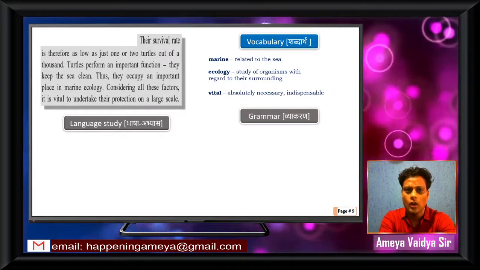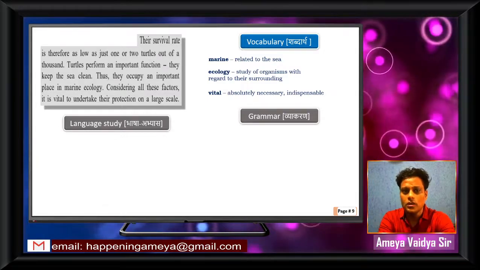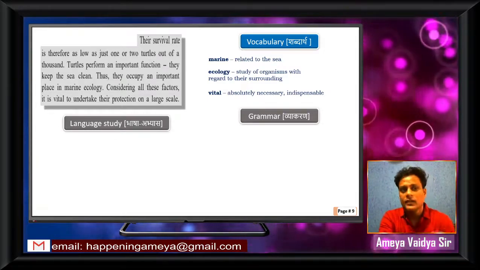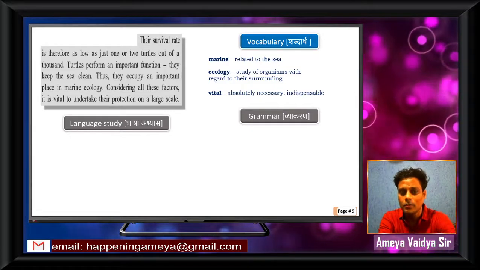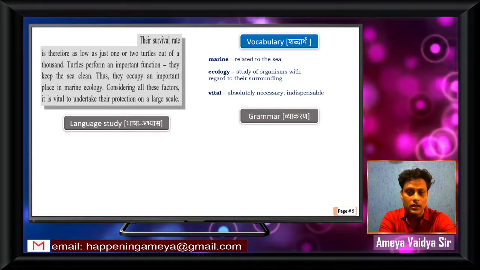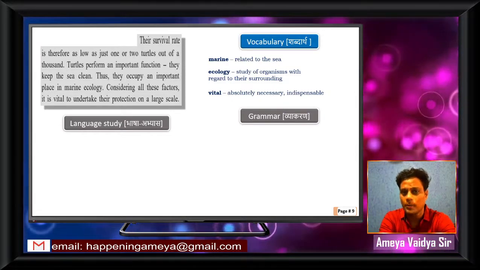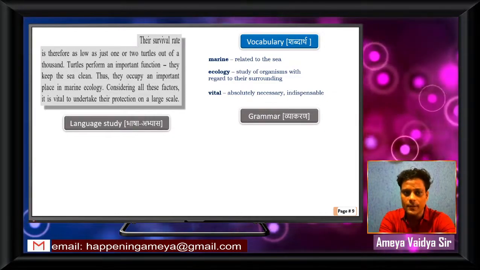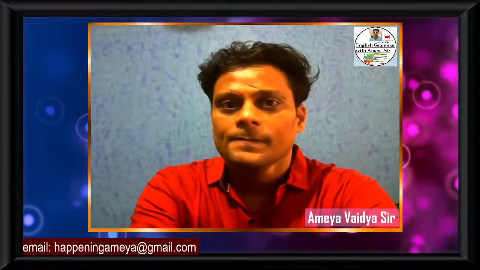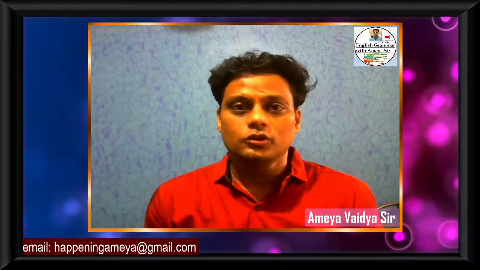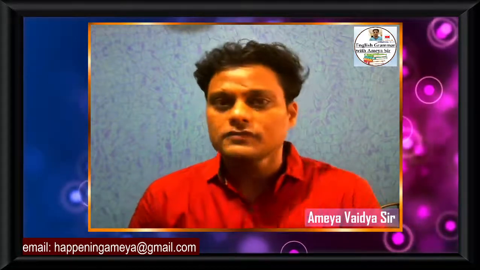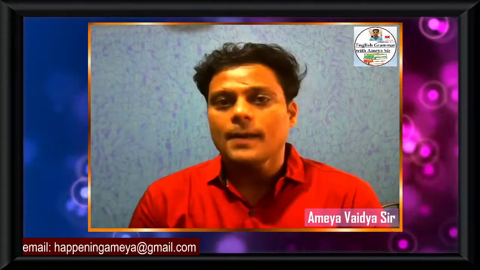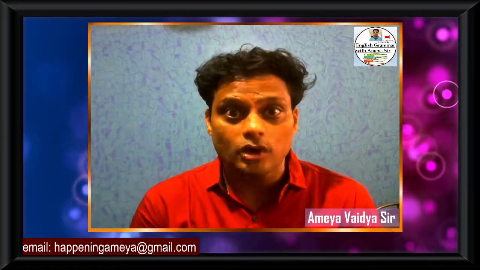That's so low. Turtles perform an important function. And what is that? They keep the sea clean. Now, this could be a very important point you need to note for your personal response questions. Because it is about sea turtles, the personal response question could be framed about the uses or why turtles are important for the ecosystem. Because we are talking about their conservation, their existence, and why they are important.